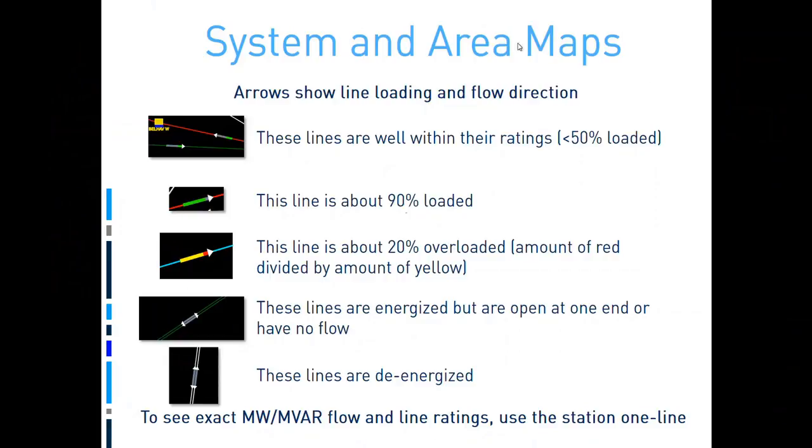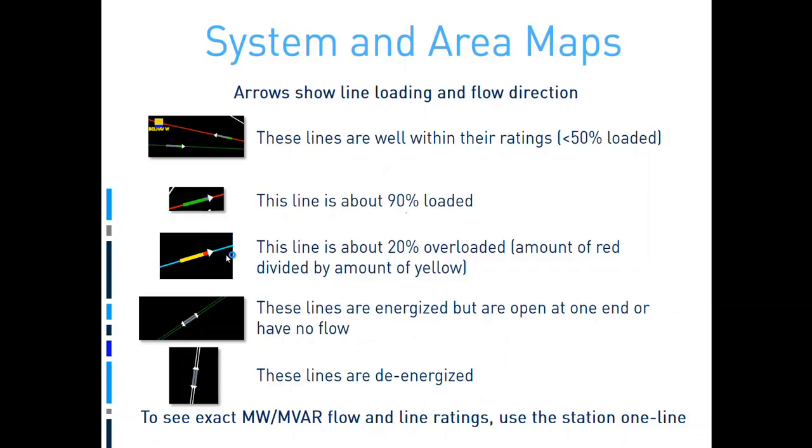Okay, so on your second type of system and your area maps, your quick maps, your arrows show line loading and flow direction. So you can see in the first 2 examples, it's basically a bar chart. As long as a line is within its rating, you'll see the green is essentially the level of the rating and the arrow itself is 100%. So I can see that these lines are less than 50% loaded. When I see a lot of green, like in this arrow, this line's about 90% loaded.